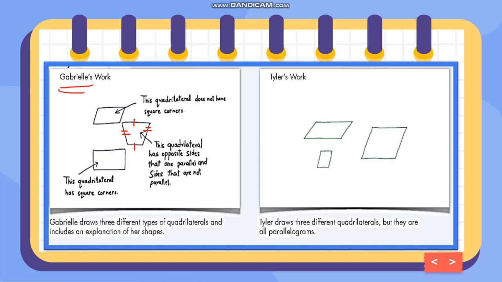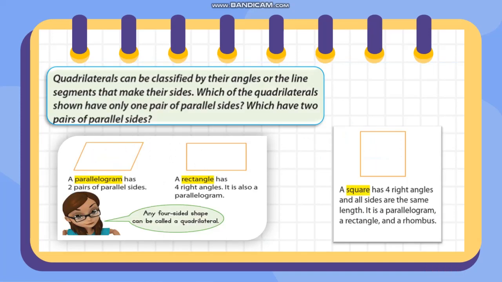So what do you call these quadrilaterals? Later we will discuss. So Tyler's work, Tyler draws different quadrilaterals, but they are all parallelograms. When we say parallelogram, it means there are two pairs of parallel sides. Now, let's talk about quadrilaterals.